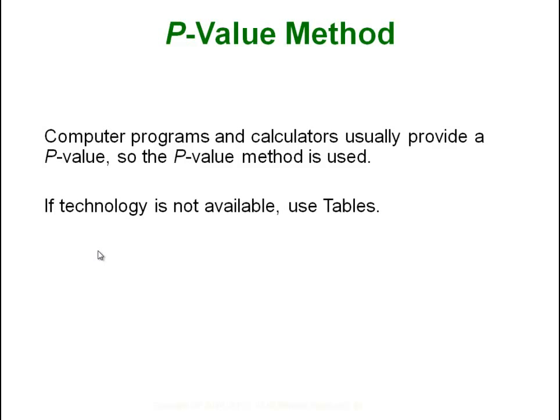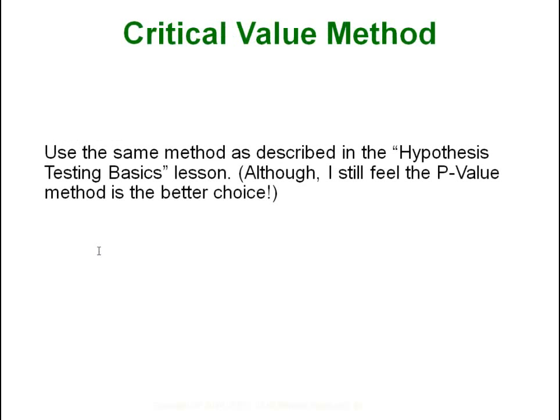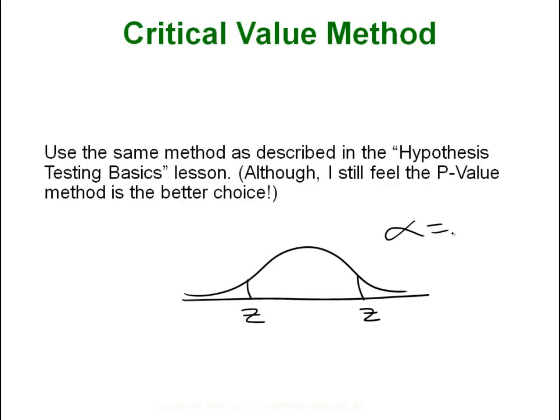If technology is not available, you can always use the tables. The critical value method is the same method that we talked about before. The idea is you have your distribution, right? You calculate some cutoffs, and those are your critical values, right? So these are the z-scores in this case that will cut off, you know, whatever it is. If alpha is equal to 0.05 and you're doing a two-tailed test, then you want 2.5% in each tail, right?